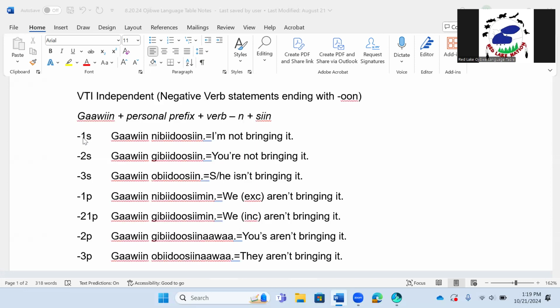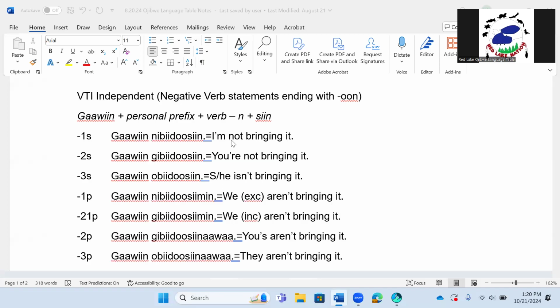So in order to negate our first one here, gawin. The word we're working with is bidun. This is the verb statement that ends with un, and it's bidun. You're going to notice this n drops off, and we're going to add sin to all of the words all the way down. And then I'll show you down here. So our first one, negative 1S, I'm not doing something to it. Gawin ni bidusin. I'm not bringing it.